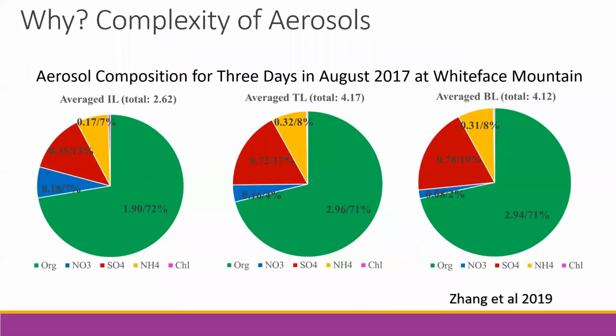So looking at more recent data, specifically at Whiteface Mountain, this is data collected from a former PhD student, Jia Zhang, looking at 3 different days in August 2017 at the summit of Whiteface. And this green part of the pie chart represents organic carbon, and it represents almost 3/4 of aerosol composition at Whiteface Mountain, with much smaller contributions from sulfate, red, and nitrate in blue, which is very different than the system used to be 20 or 30 years ago.